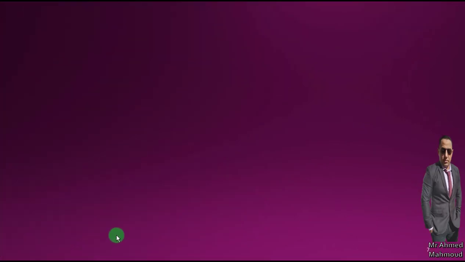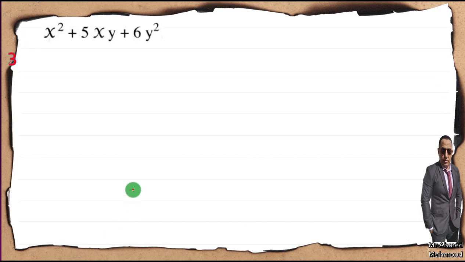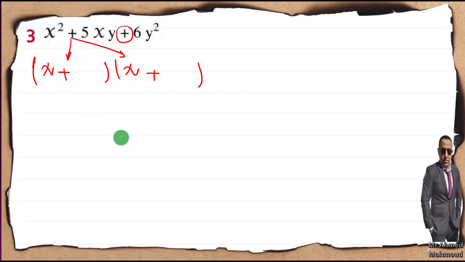The next one. Here I have x² plus 5x plus 6y². Now I'm going to open two brackets like this, x and x. Because this sign is positive, I'm going to repeat the middle sign, plus plus. Now 6.